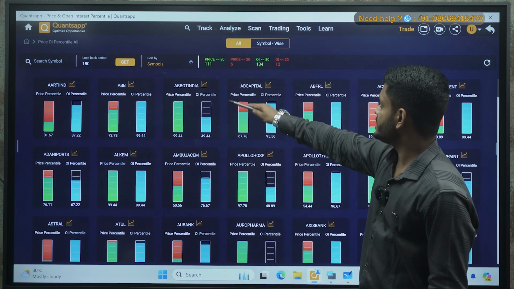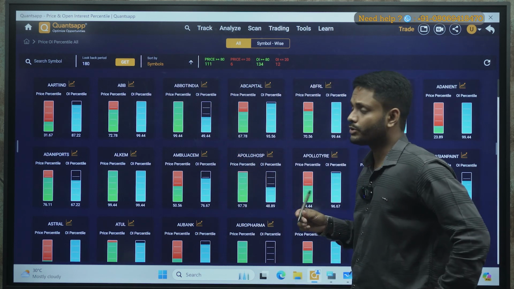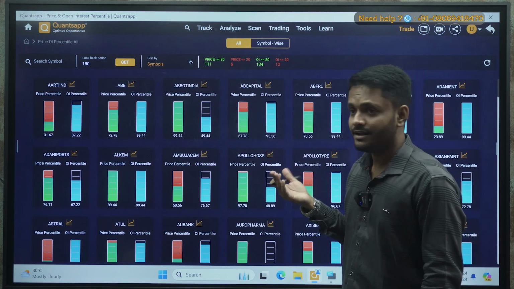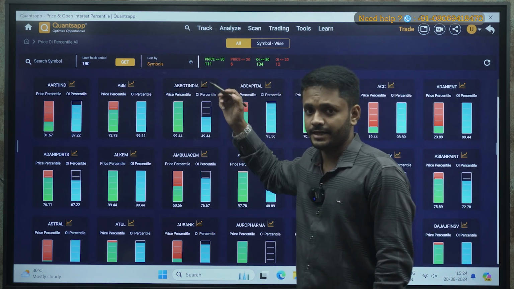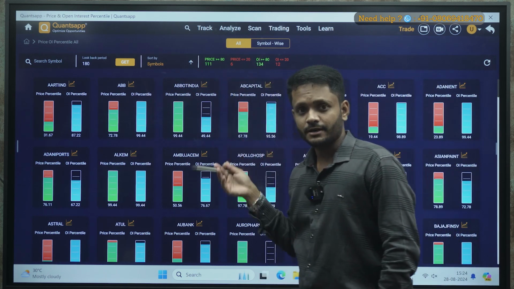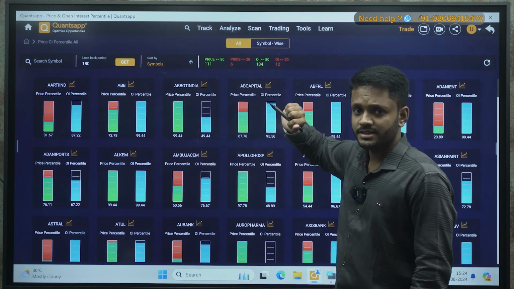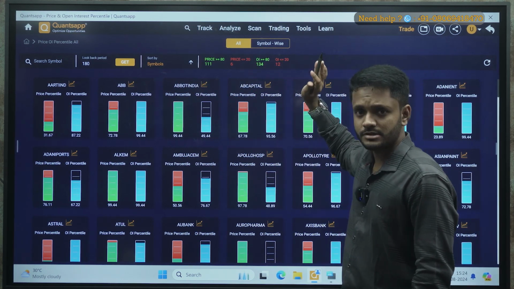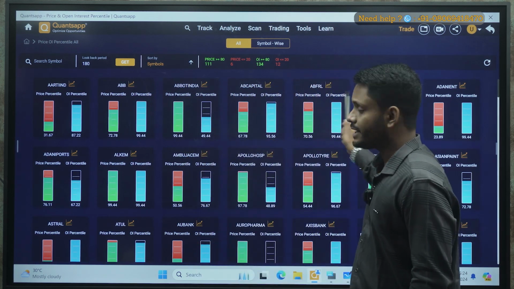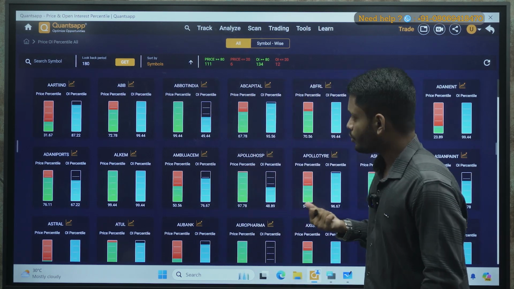Now there is an overall bird's eye view you can get from here. How many stocks have a price percentile greater than 80? Out of 185 to 190 FNO scripts, 111 stocks are trading above the 80th percentile, and less than the 20th percentile you can see 6. Similarly, OI is also given. There are two bars under each stock: one indicates the price percentile and the other indicates the OI percentile.